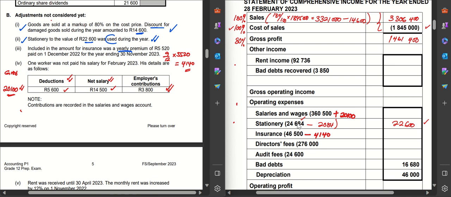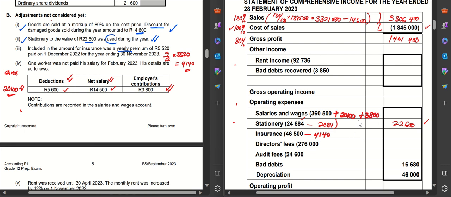So I'm going to come here then, and I'm going to record my contribution. And how much is that contribution? That is 3,800. So I'm going to come here, then I'm going to say plus 3,800. That is what I'm going to do.